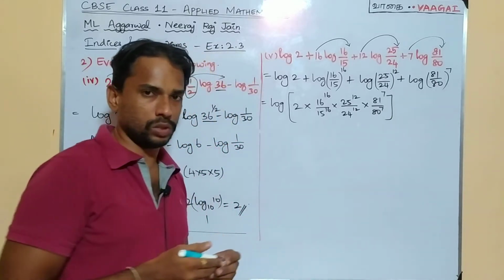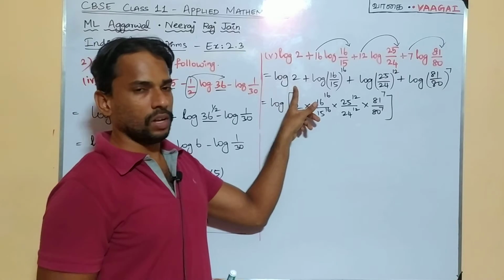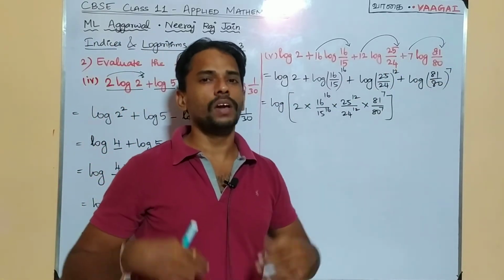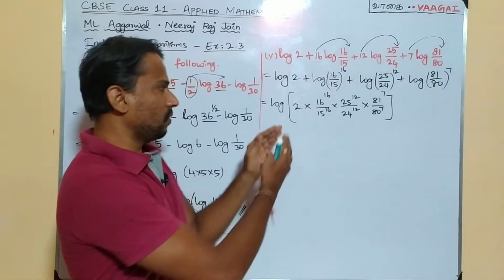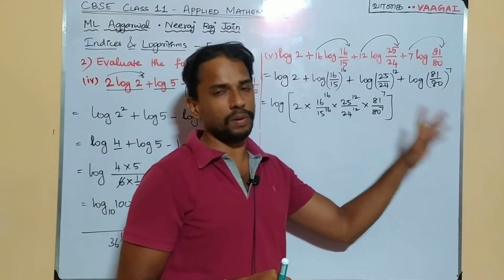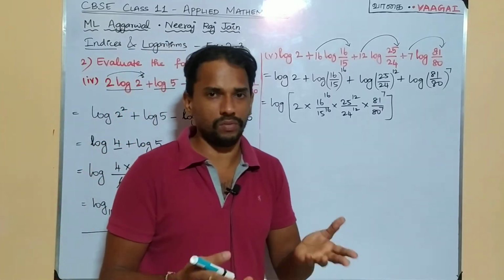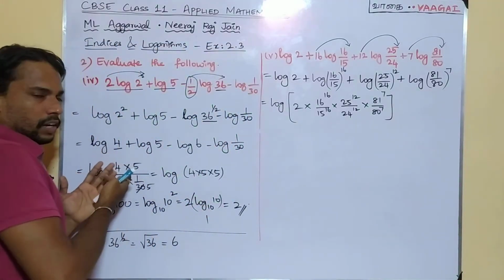I hope you are able to follow this step. Very simple thing. When we have logs of values which are getting added and we use the product rule, we have one log outside, and all the other logarithmic values get multiplied inside. This is the product rule itself, right? The same thing we tried to do here also.